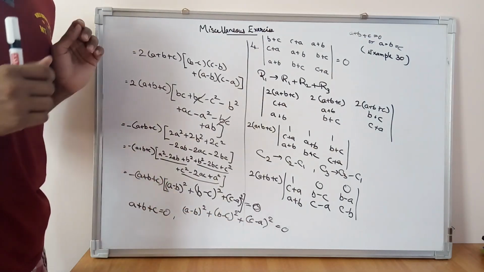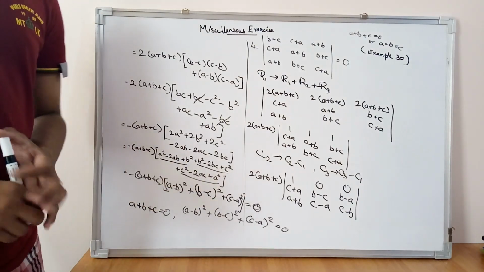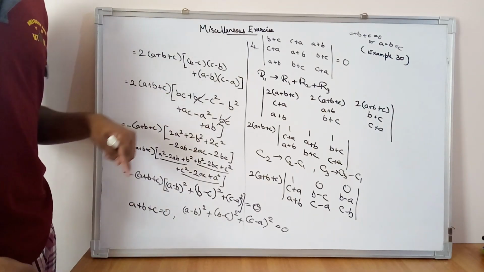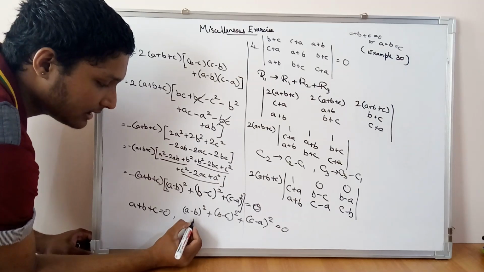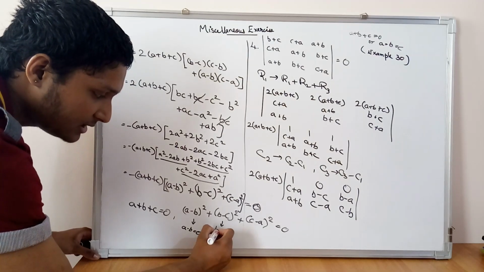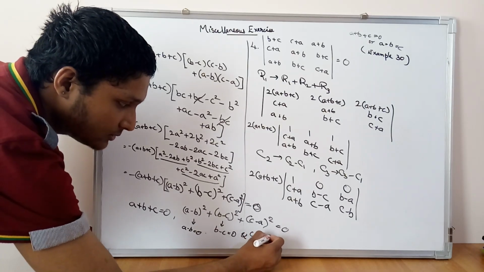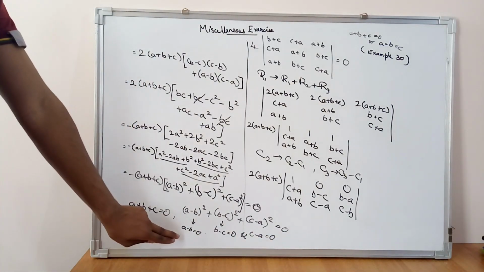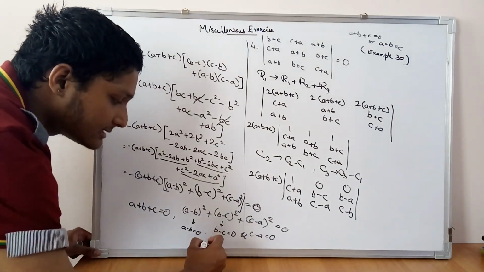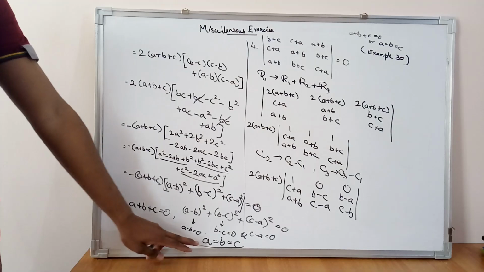Since the sum of all the 3 is equal to 0, that means each of them is also equal to 0, right? If each of them is equal to 0, that means a minus b whole square is 0, or a minus b is equal to 0. Okay, from here I get a minus b is equal to 0, then b minus c is equal to 0 and c minus a is equal to 0. That means a is equal to b, b is equal to c, c is equal to a. Or I can write the condition as a is equal to b is equal to c. That is a condition.